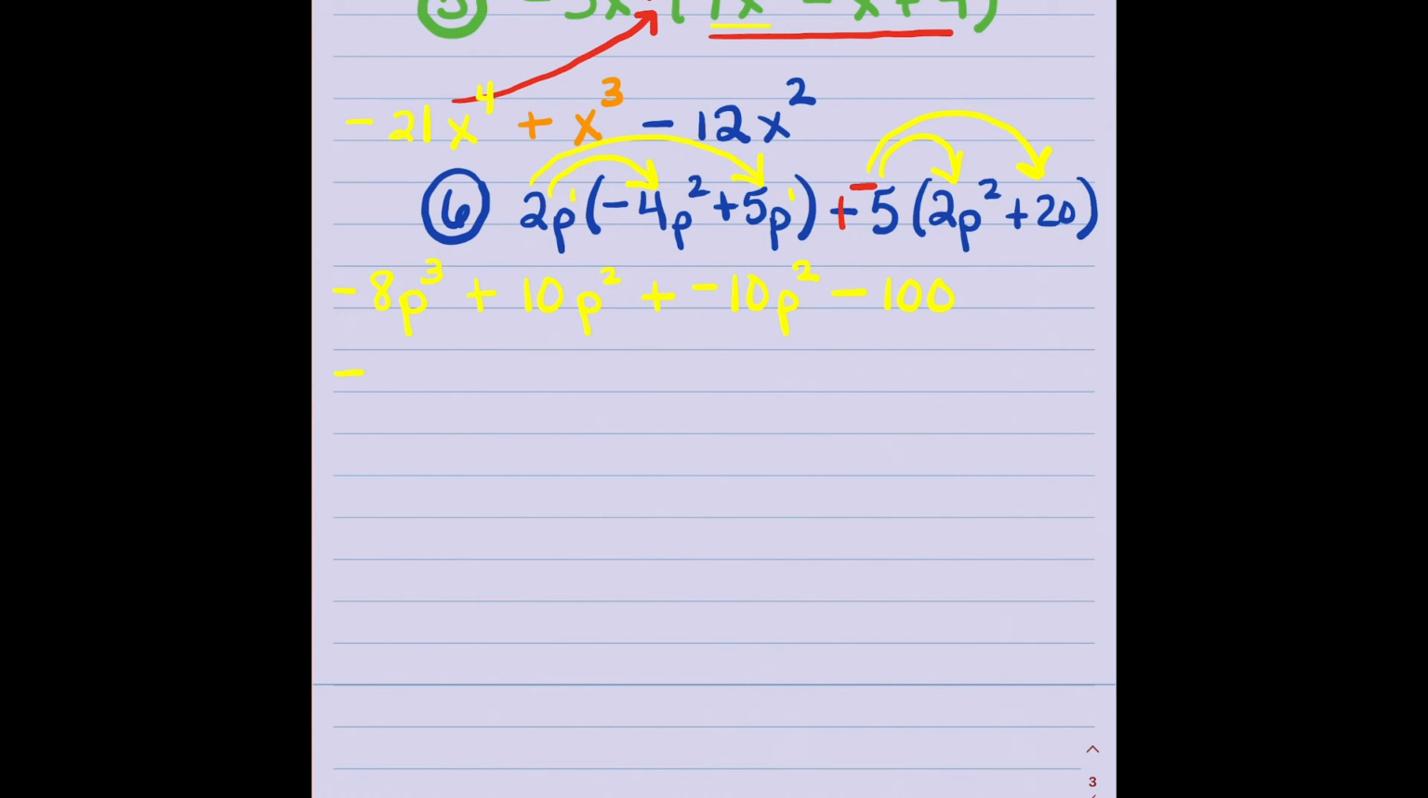So, we can write this like this: -8p to the third plus 10p squared. We could write minus 10p squared instead of plus a -10, and minus 100. Those mean the same thing. Leading coefficient is -8. This is a third degree polynomial.